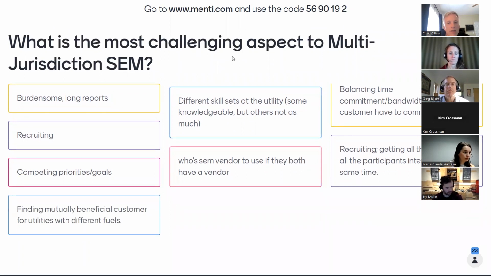Who's the SEM vendor to use if they both have a vendor? The answer is Stillwater. Just kidding. It's BIC. Just kidding. I would say someone touched on recruitment here. I think there's a win-win, as we all know, but convincing everyone that there's a win-win between the two utilities to get the customer on board is a challenging discussion.